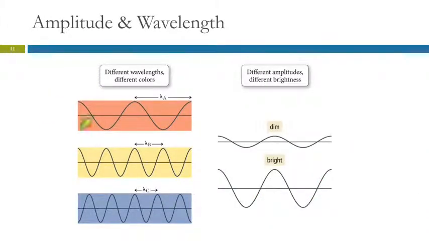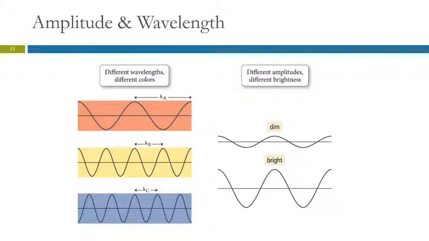So here we have an illustration of 3 different wavelengths. These all have the same amplitude. The height of each wave is the same. But this one has a very long wavelength. The distance between one crest and the next crest is longer. This one's in the middle, and this one's the shortest distance between these 2 crests.